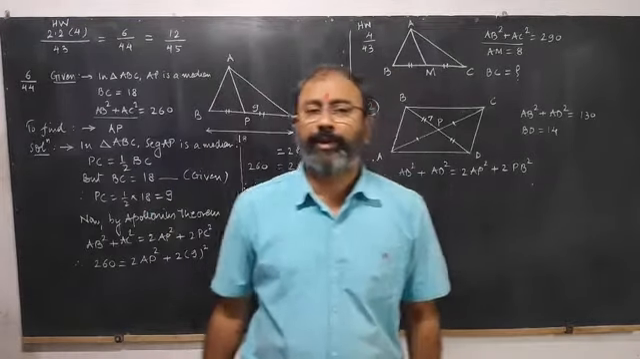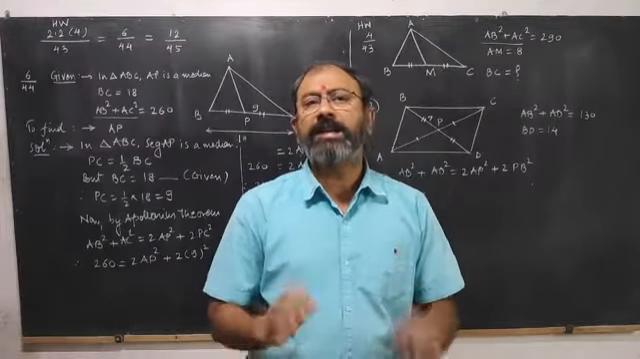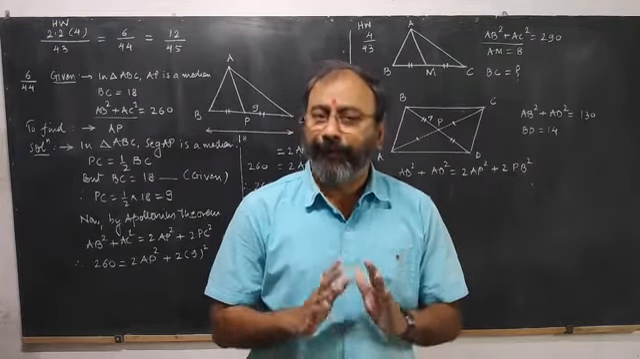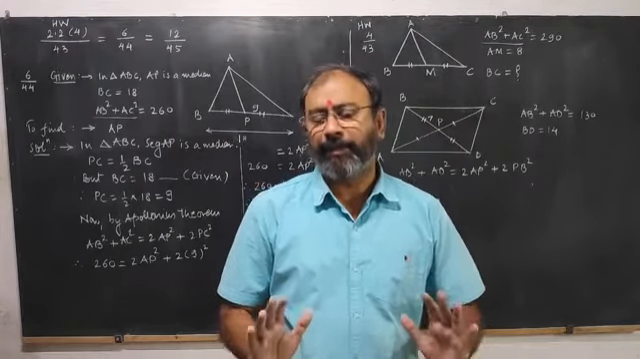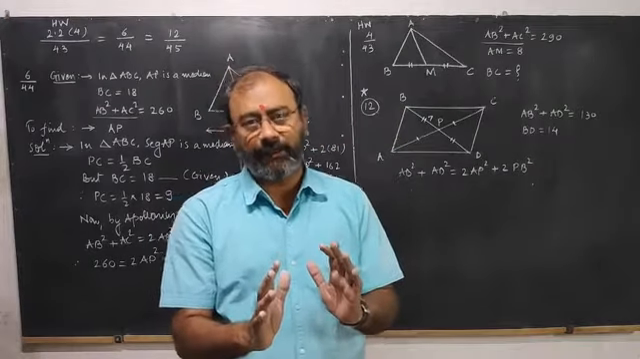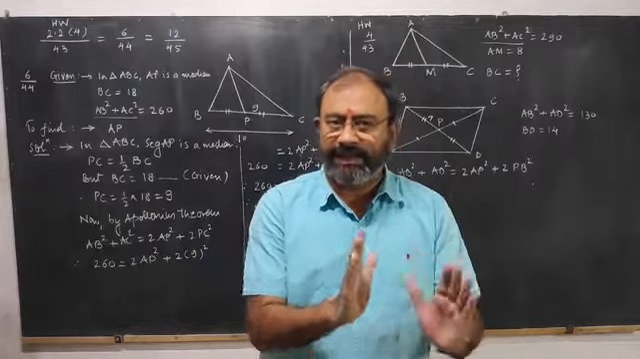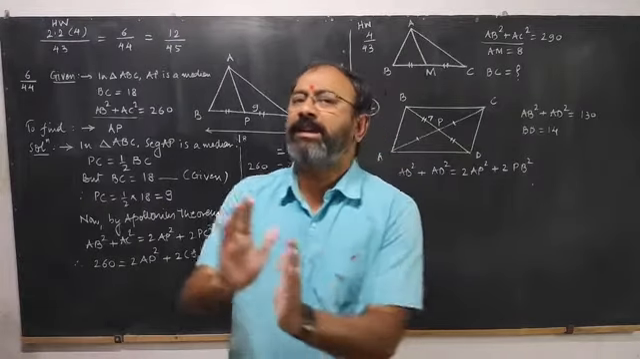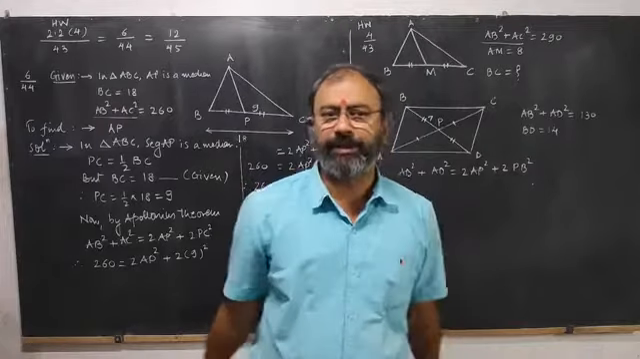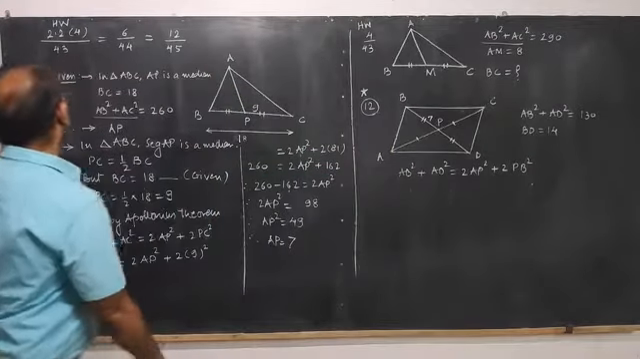Let us study one of the most frequently asked examples based on Apollonius theorem. Very frequently asked example. There are three identical examples. Two are exactly alike. One is given in a different form, but they are based on the same logic. So which are the three examples?